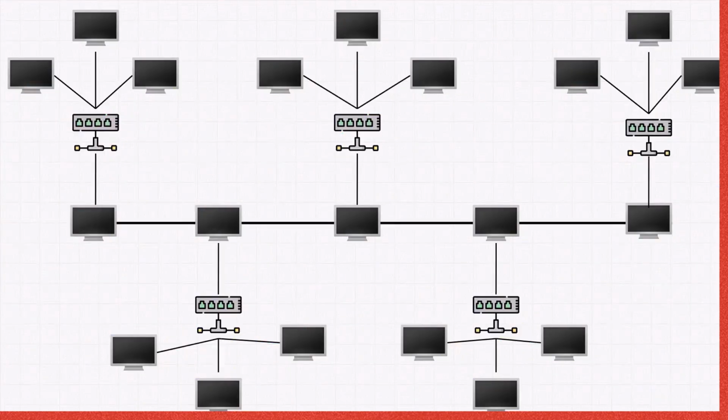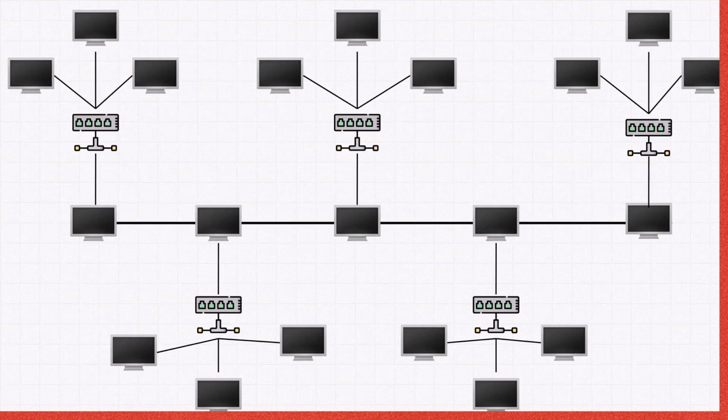Okay, hybrid topology. Can you guess what that is? Well, if you guessed that it is a mix of already existing topologies, you were 100% right. A hybrid topology is a network configuration that combines two or more different network topologies into a single integrated network. This allows organizations to harness the advantages of various topologies while mitigating their respective drawbacks.